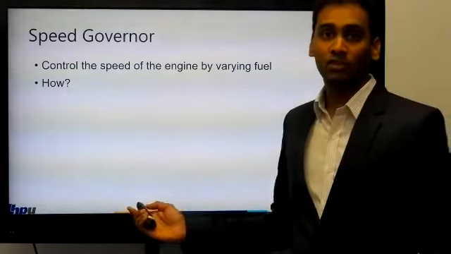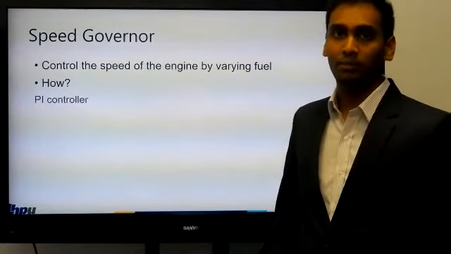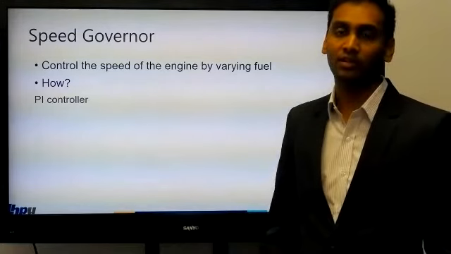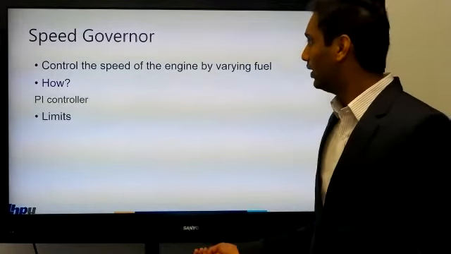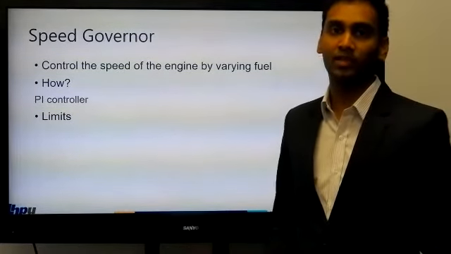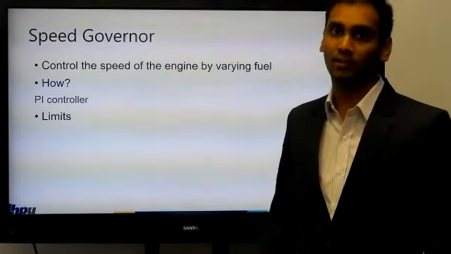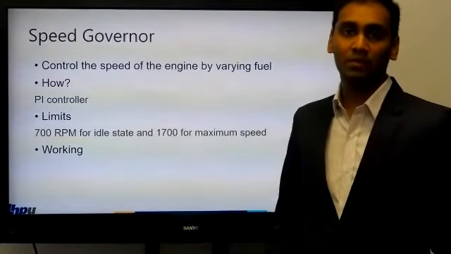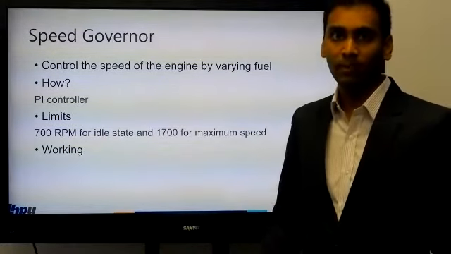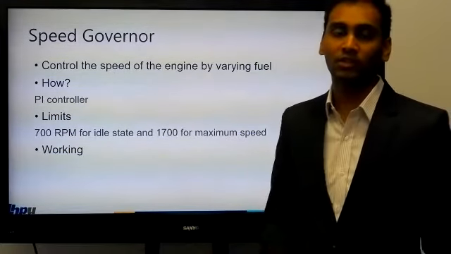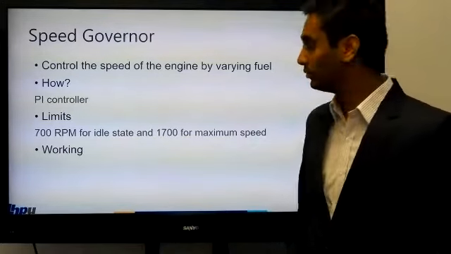Even this uses a PI controller as before, but the PI controller in this module is a little bit more sophisticated than in the ETC. And then we have the limits. We want the engine to idle at 700 RPM, and the maximum speed of the engine to be 1700 RPM. The minimum and maximum governors get activated once you start the engine, and then they provide certain fuel and remove certain fuel from the engine to achieve the desired state.